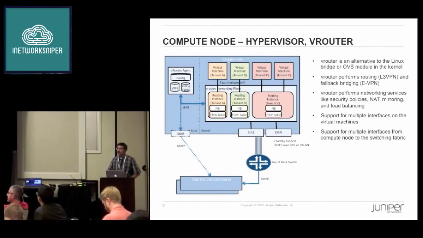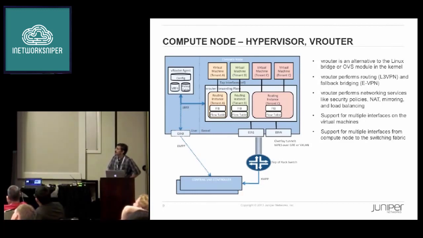So we support it on CentOS, Ubuntu, and Fedora, and also on Xen. So on the compute node, we have a kernel module, which is the vRouter module. And it talks to a user space agent. And the virtual machines have their tap interfaces, which are interfaces that the vRouter module knows about. And inside the module, we have the notion of separate VRFs for each tenant. This is, again, borrowing from L3 VPN concepts. And each VRF has its own forwarding table. And we also support flows to implement forwarding policies.